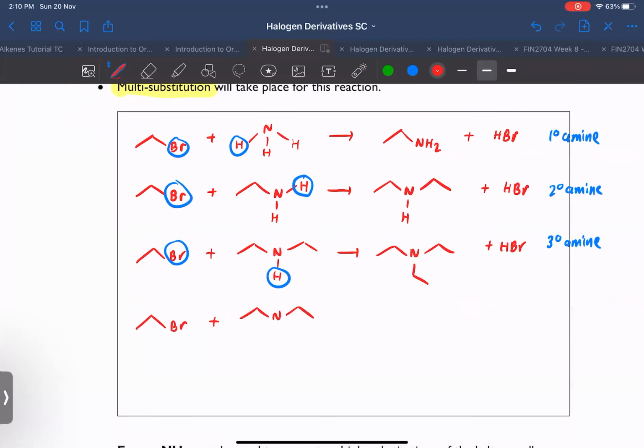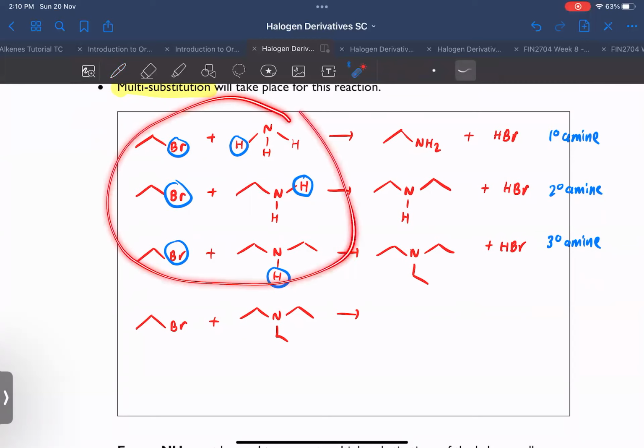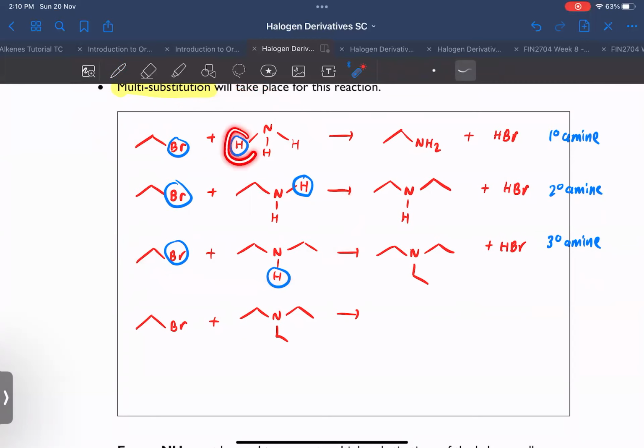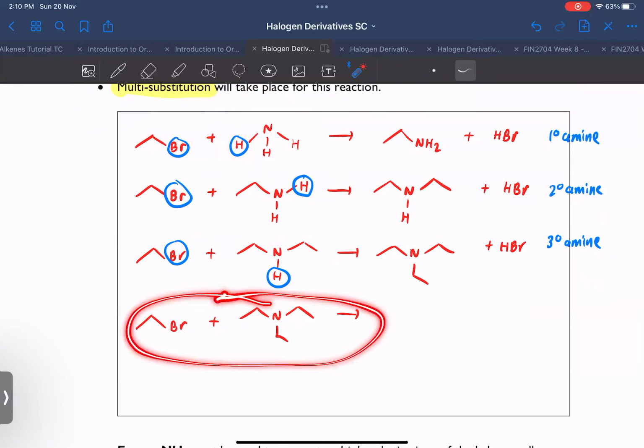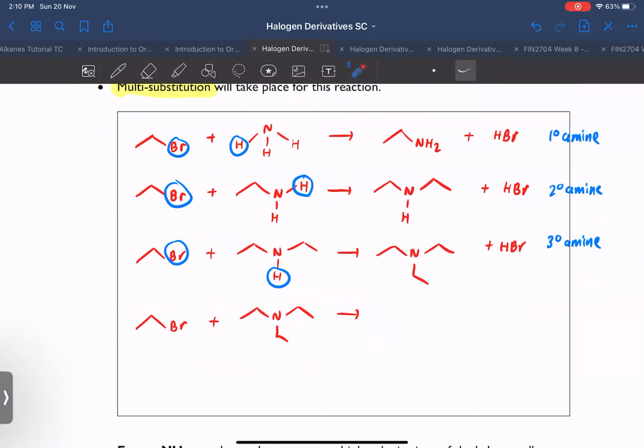Guys, based on the pattern that y'all have just mentioned, do you think this reaction is possible? From the first three, it looks like as long as you have an H and a Br, the reaction can happen. So can this reaction happen? By right, no, right? Because there's no more H on the tertiary amine. So by right, this reaction is not supposed to happen. But in actual fact, this reaction goes on one more time. I'm going to circle out the Br.